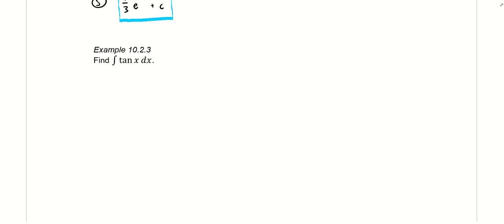All right, so in this next example, we're finding the integral of the tangent of x. Now, this one doesn't look too complicated. It's just the tangent of x. But if we think about the tangent of x, what function gives just tangent of x as its derivative? And we don't really have a nice relationship with that. For a lot of our trig functions, we do.